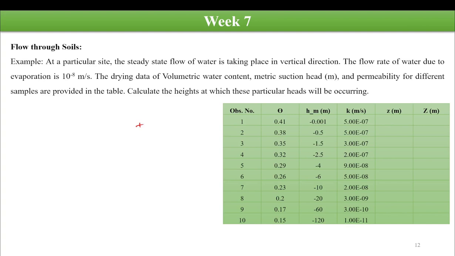The flow rate of water due to evaporation is 10 to the power minus 8 meter per second. So the q is provided as 10 to the power minus 8 meter per second. The drying data of volumetric water content, matric suction head, and the permeability for different samples are provided in this table. We need to calculate the height at which these particular heads will be occurring, right?